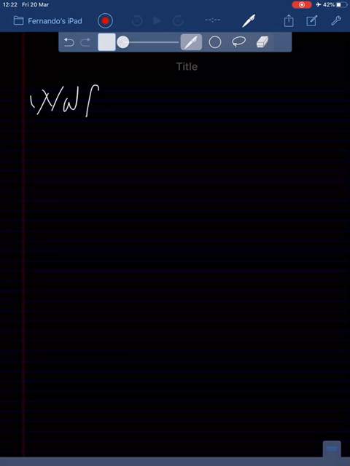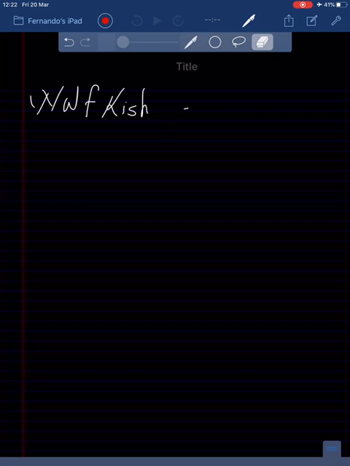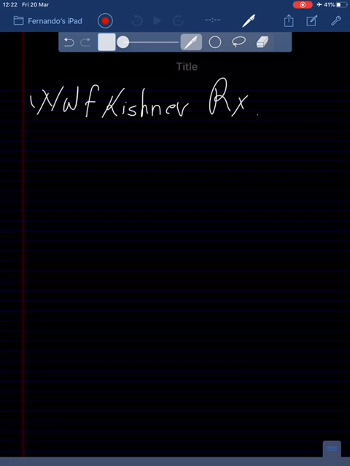There we go. And the name of this reaction is going to be the Wolff-Kishner reaction. Very well, and my students know that I like to abbreviate words like reaction with an RX. What are we going to see in this reaction? Well, pretty simple. It's something like this.